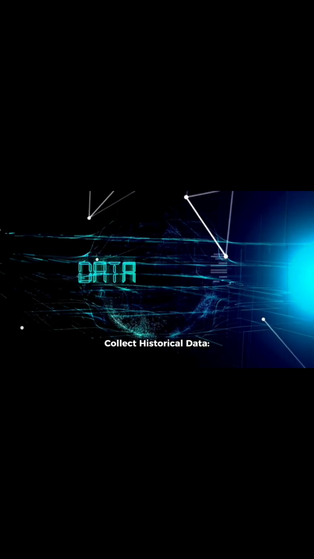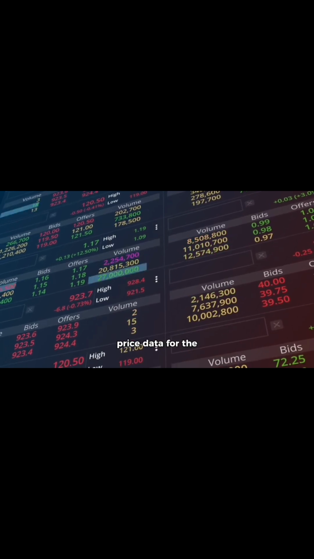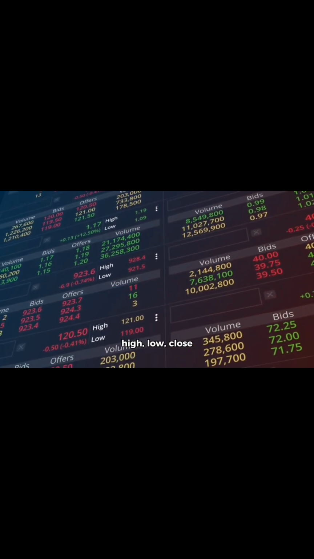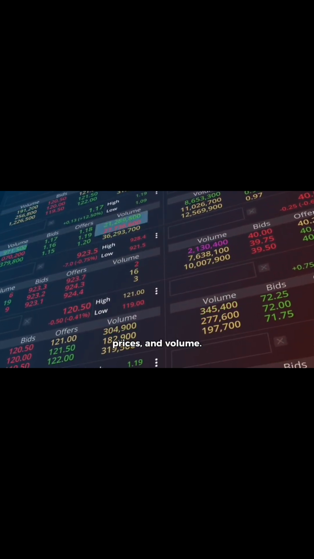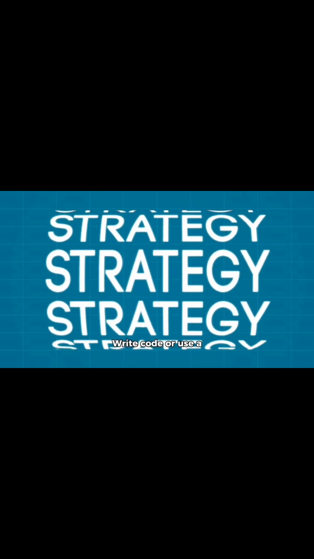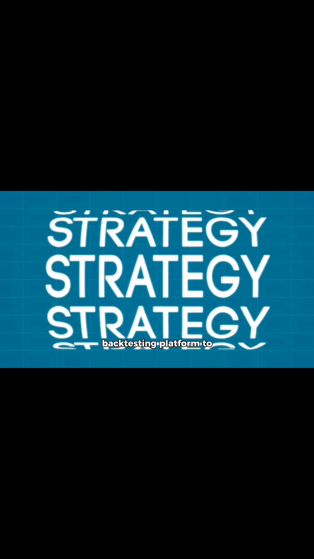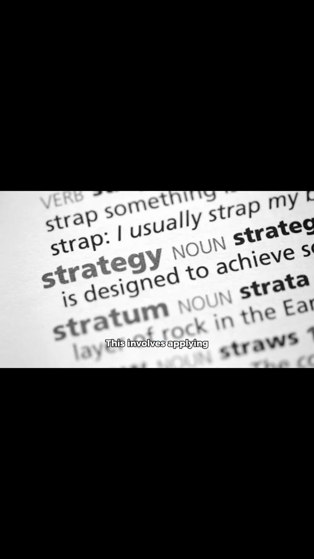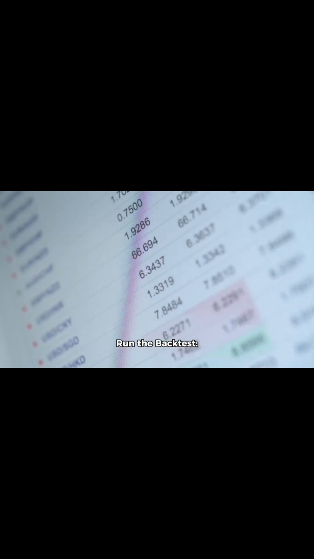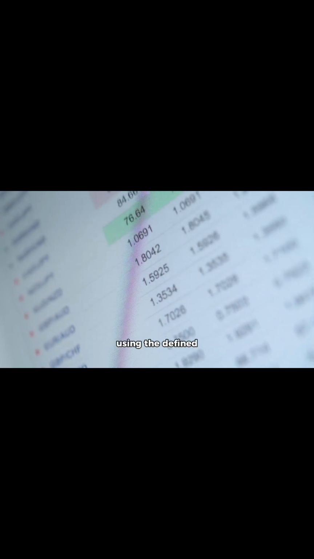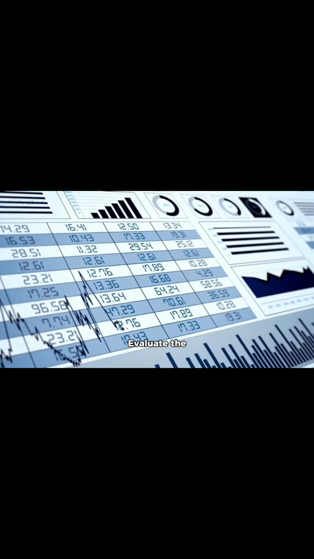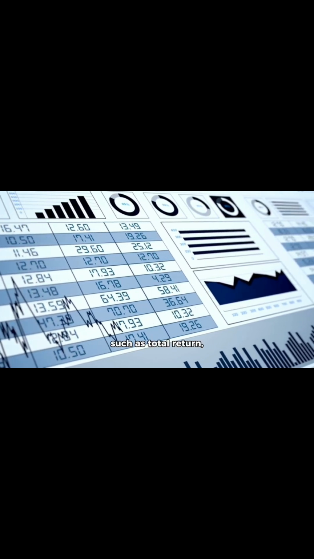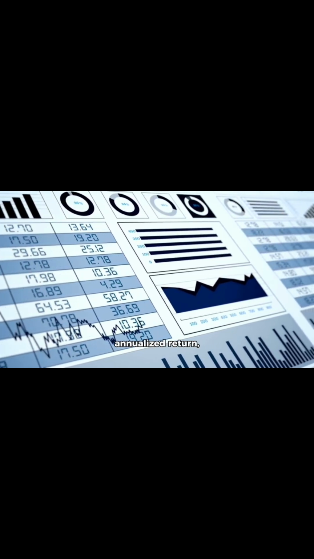Collect historical data. Obtain historical price data for the stock, including open, high, low, close prices, and volume. Implement the strategy. Write code or use a backtesting platform to simulate the strategy. This involves applying the strategy rules to the historical data. Run the backtest. Execute the backtest using the defined strategy and historical data.